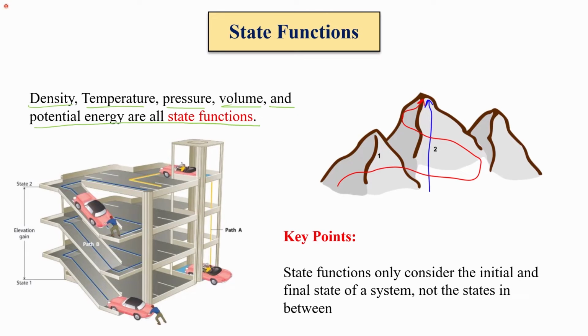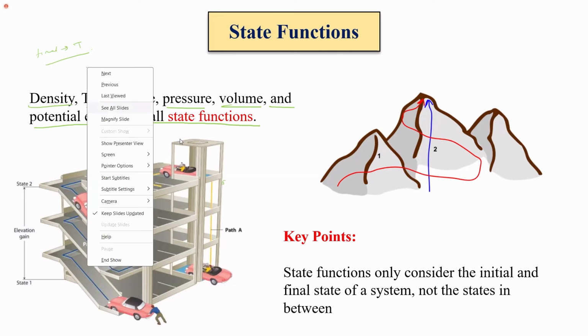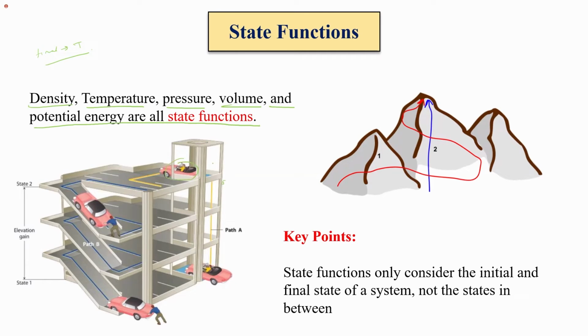As I mentioned earlier, the final state decides. Let's say, for example, we have this car on the top of a building. A car is sitting on the top level of a parking garage. So it must have some potential energy. This is the car, and it must have some potential energy.